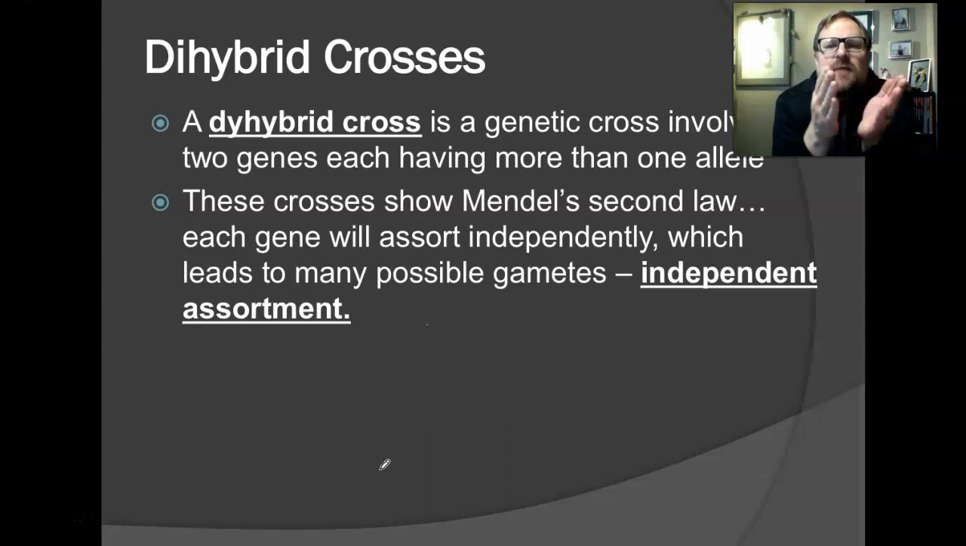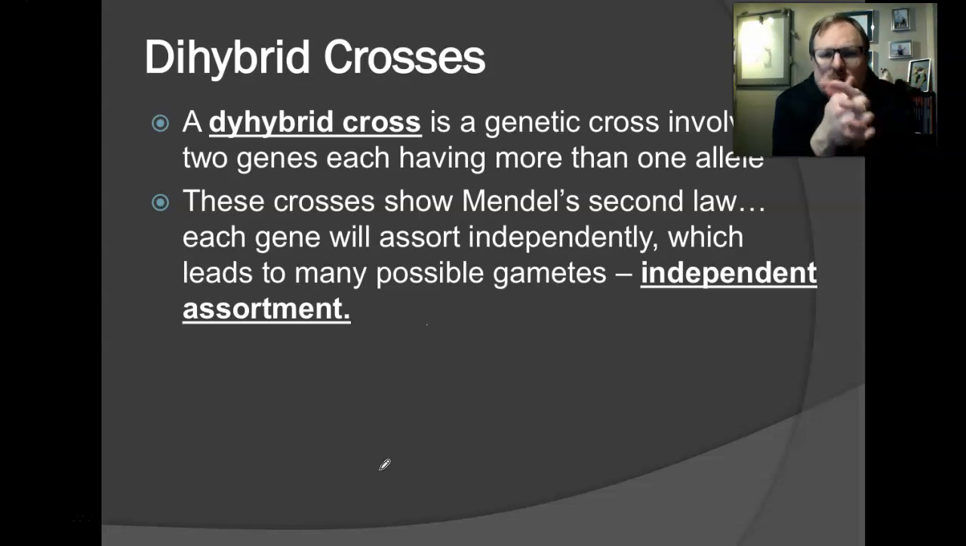So instead of a monohybrid, hybrid in that case meaning trait, and mono meaning one, right? Monohybrid meaning a one trait cross. We're going to do a dihybrid cross where we're going to do a two trait cross, and each of the traits is either going to be dominant or recessive. It'll have one set of alleles that will be dominant or recessive.